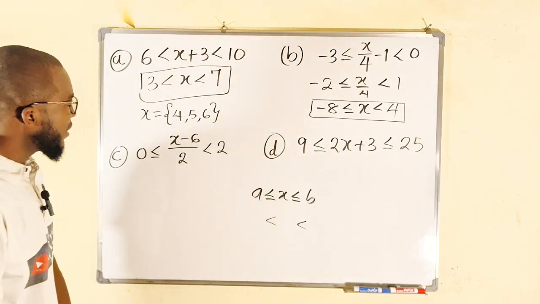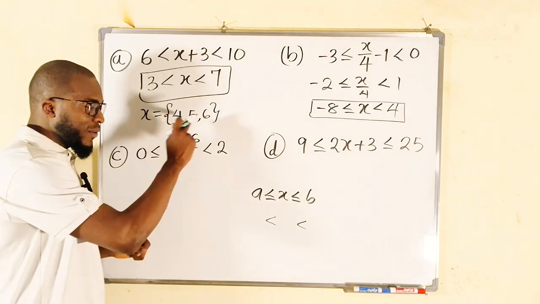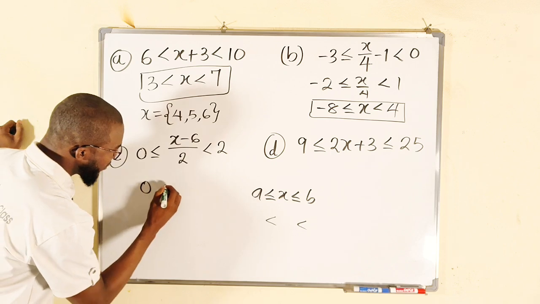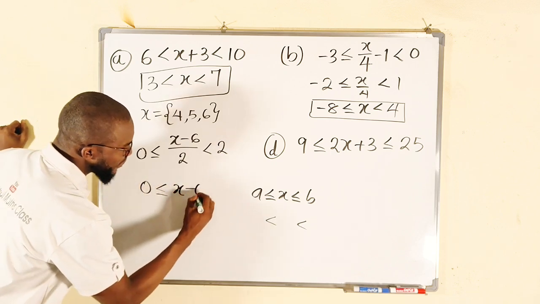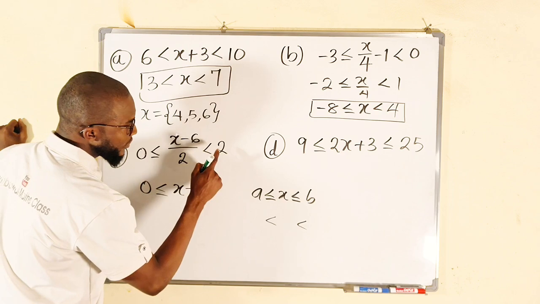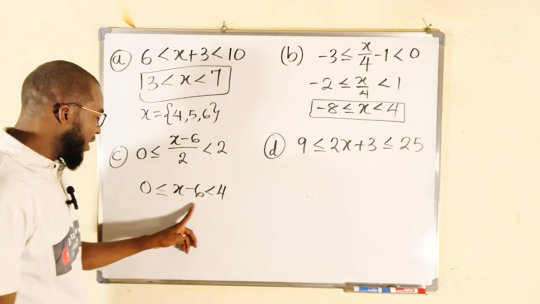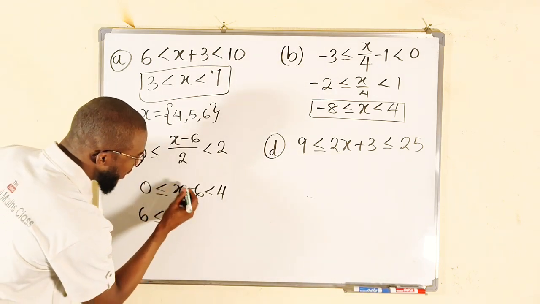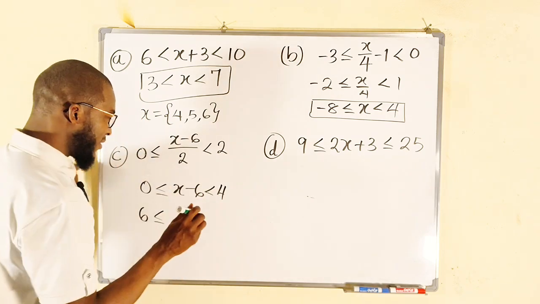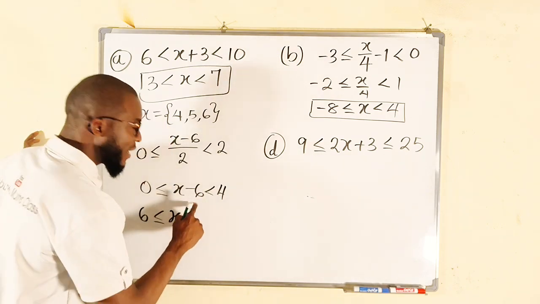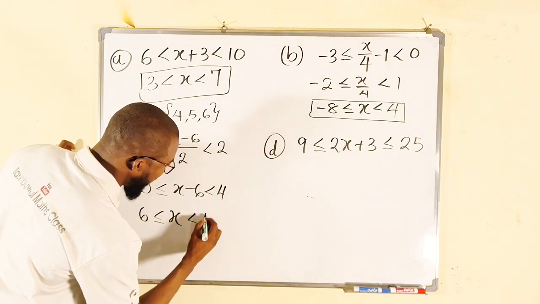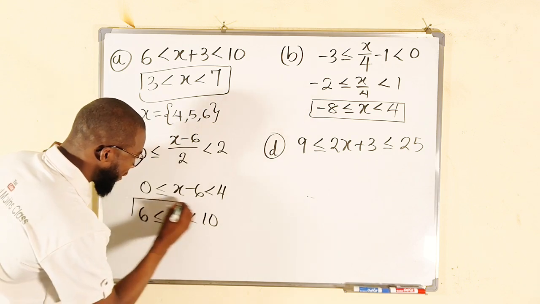Moving to problem number 3. Multiply every single term by 2 to clear the fraction. 0 times 2 is 0, less than or equal to x minus 6, less than 2 times 2, which is 4. Add 6 to both sides. 0 plus 6 is 6, less than or equal to x minus 6 plus 6, which is just x, right? Because negative 6 plus 6 is 0. Less than 4 plus 6, which is 10. So you can see the solution here.